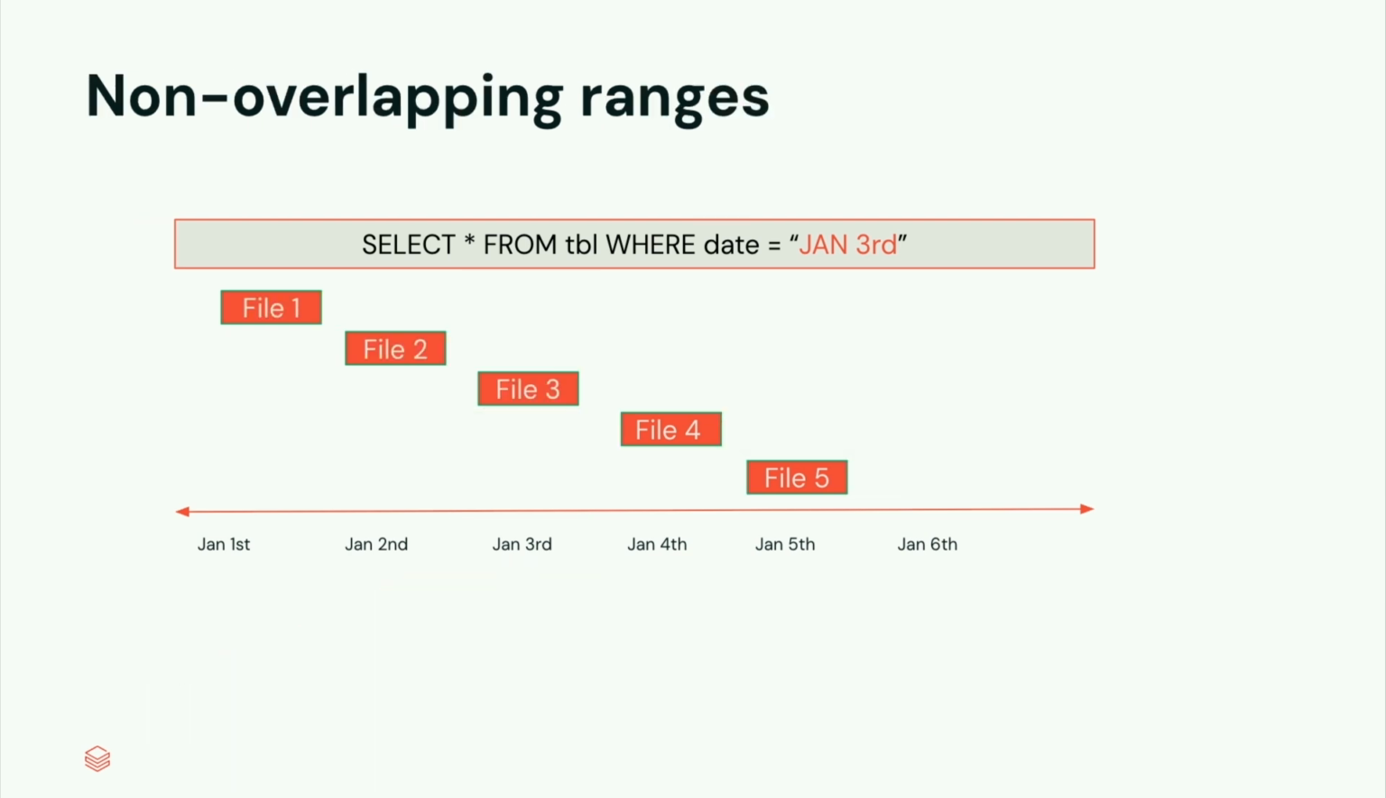That's why we recommend having non-overlapping data ranges. What that means is each file has its own distinct boundary of data, what it contains. And the same query here has to read just a single file. So it's much more efficient, right?